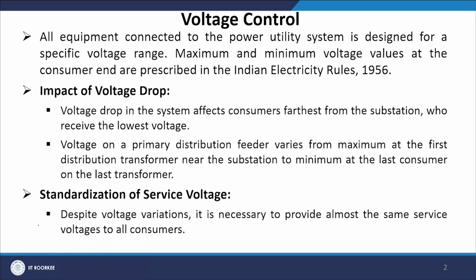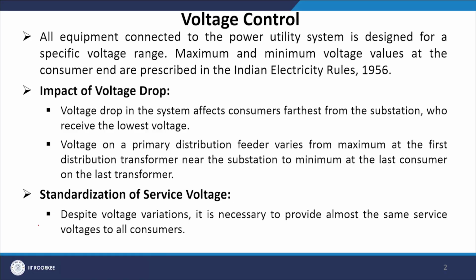Now, let us say if you are not able to maintain the voltage between the specified maximum and minimum range, then what are the challenges? What is the impact of voltage drop? Now, voltage drop in the system affects consumers farthest from the substation, who receive the lowest voltage, because consumers may be very far away from the substation and may experience a large voltage drop.